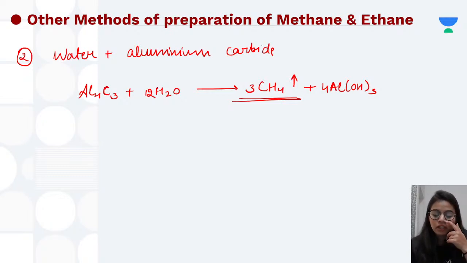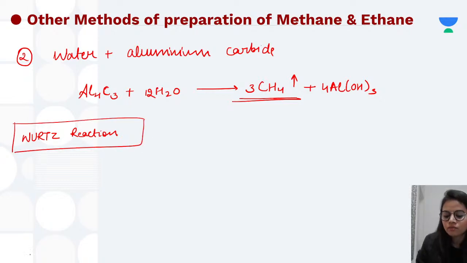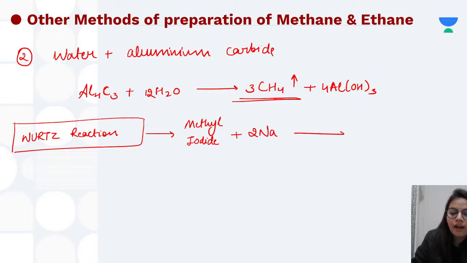And also we can get methane or ethane from alkyl halides. Now what are alkyl halides? When one hydrogen is replaced by a halogen, right? And this reaction is known as Wood's reaction. It is a very important topic here. So what does this reaction say? That when methyl iodide or methyl bromide is heated with sodium metal in the presence of dry ether, we get ethane. This reaction is known as Wood's reaction.